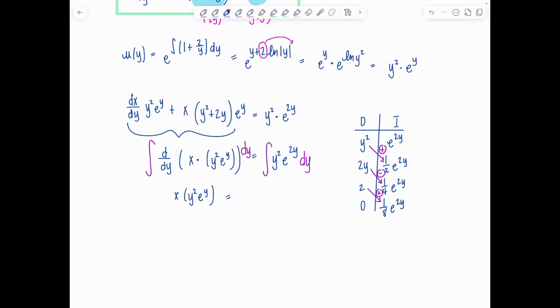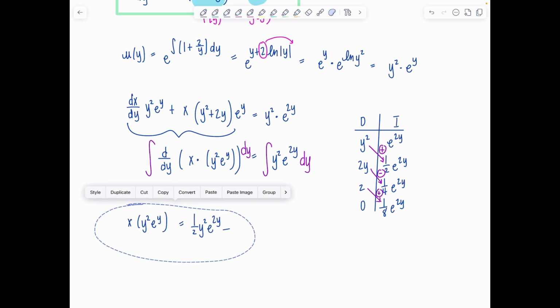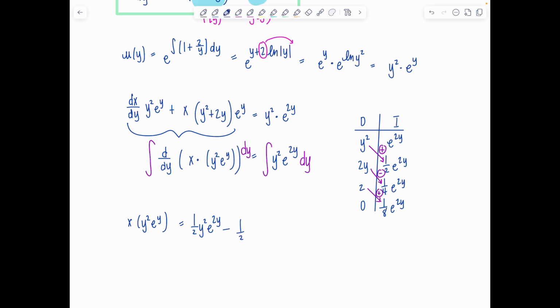And here we go. Antiderivative is going to be 1/2 y squared e to the 2y minus, we've got 2 times 1/4, so that's also 1/2 y e to the 2y plus 2 times 1/8, so that's 1/4 e to the 2y plus c.